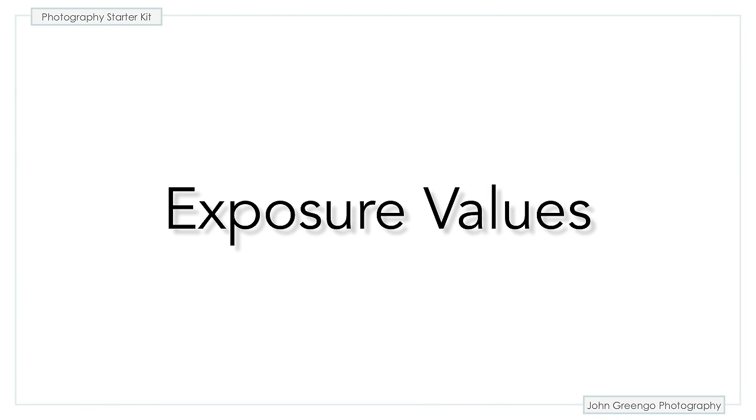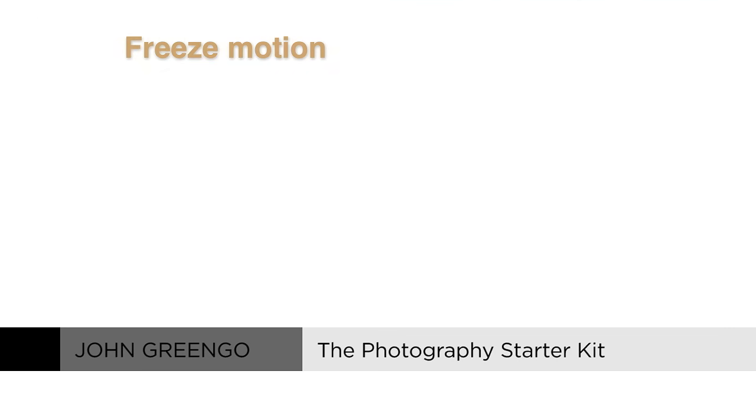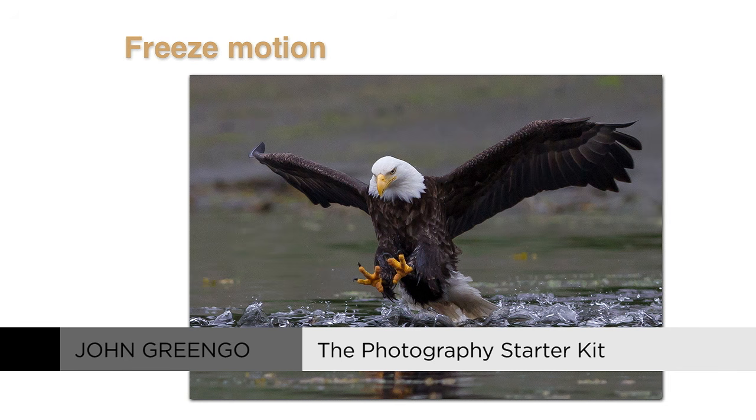Next section is exposure values, where we get to start to kind of play a little bit of a game as far as shutter speeds and aperture. So let's set the camera up for doing different types of pictures. All right, let's imagine we would like to freeze the motion of a subject.